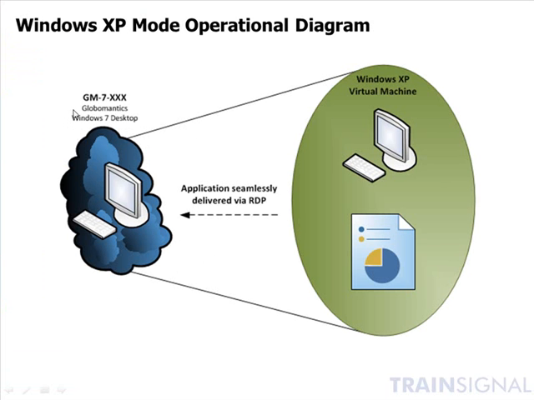From an operational perspective, this is how Windows XP Mode works. This is the Global Mantics Windows 7 desktop. This is a virtual machine running under that desktop, running Windows XP Service Pack 3. This application is delivered seamlessly to this desktop, and this shows up on this Windows 7 machine right on its Start menu, so that the user doesn't even know that they're running this virtualized application. Makes life a lot easier for the user and makes it much easier on IT to support, so that they don't have to worry about supporting different operating systems on a whole bunch of different computers.